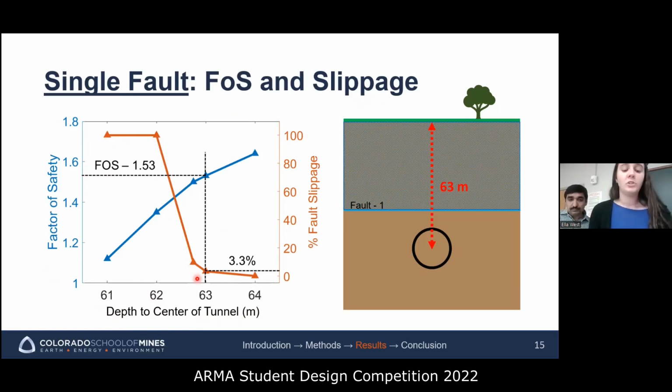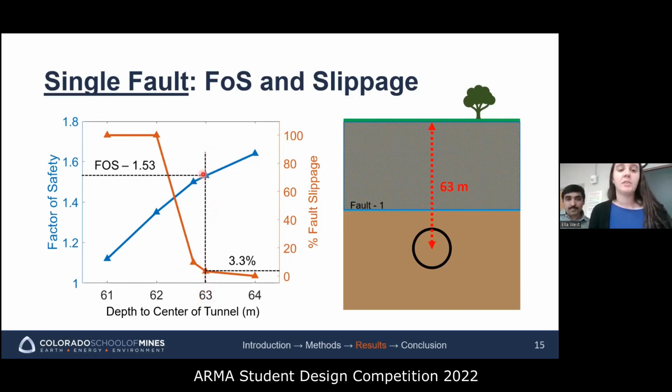So again, our goal is to achieve the design criteria of a minimum factor of safety of 1.5 and a maximum percentage of slippage of 5%, while also minimizing the tunnel depth. The design criteria are both met at a minimum tunnel depth of 63 meters, which we've indicated with this black dashed line right here.